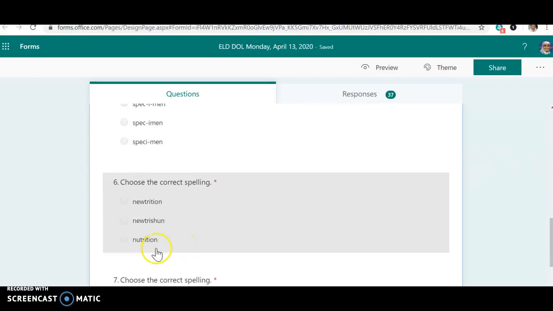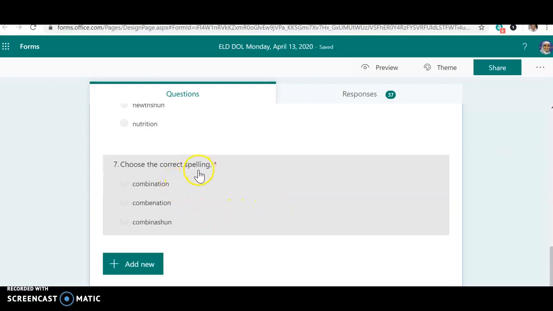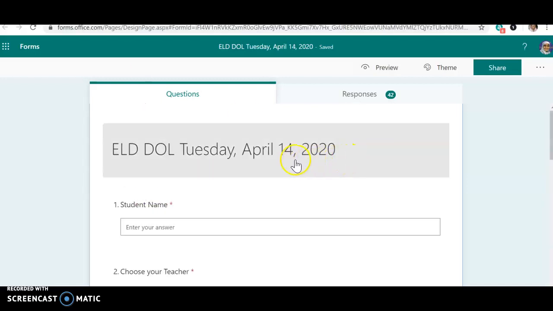Choose the correct spelling. Nutrition, the last one, is the correct answer. Correct spelling again, combination. The first one is the correct answer. Moving on, April 14.